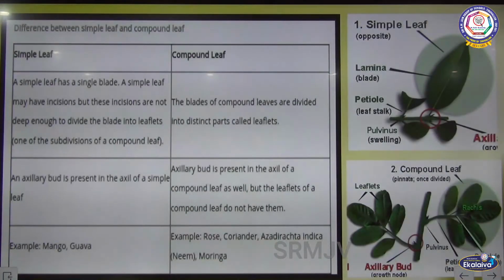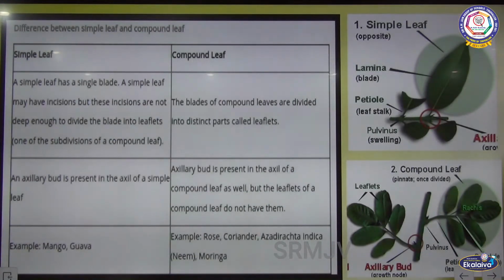Now, there are two different types of leaf. One is simple leaf and the other one is compound leaf. In the picture, you can see that a simple leaf has only a single blade. They may have incisions, but the incisions are not deep, children, so that they don't divide the leaf into leaflets. Such a leaf which has only a single blade, you call it simple leaf.